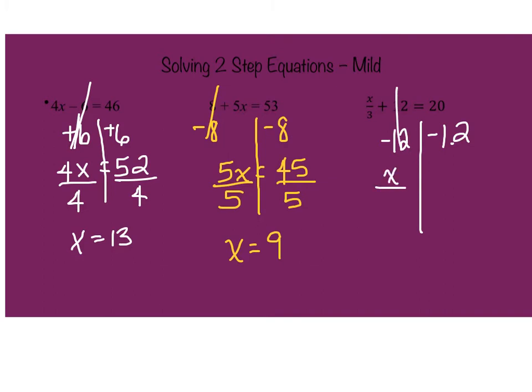I'm left with x divided by 3 equals 20 minus 12 is 8. Again, if I have division, I'm going to multiply by 3 on both sides. These 3s cancel out, and I'm left with x equals 24.